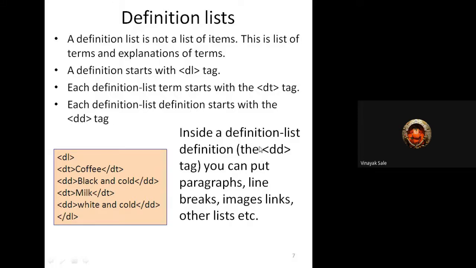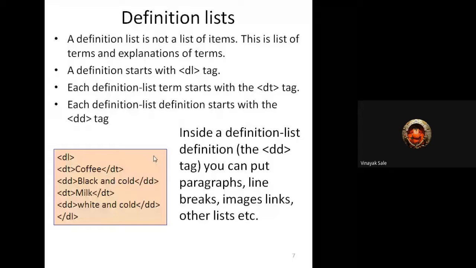So inside the definition list definition, that is the DD tag, you can put paragraphs, line breaks, images or image links or other lists, etc. You can put all the things in the DD tag. See here, a simple code is given, DL for definition list starts, DT, that is list term, that is coffee, maybe hot, maybe cold.